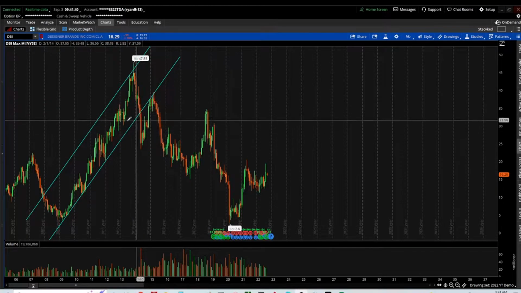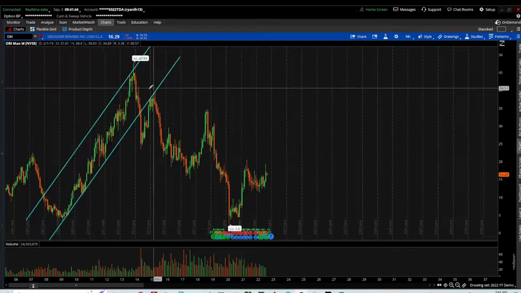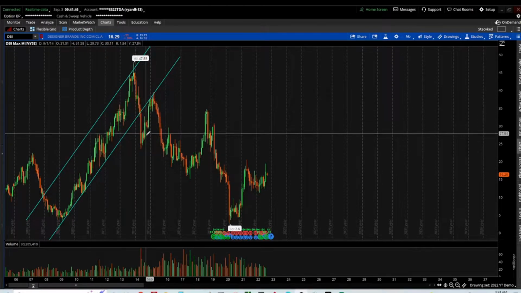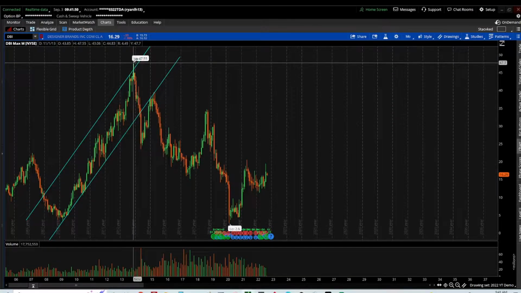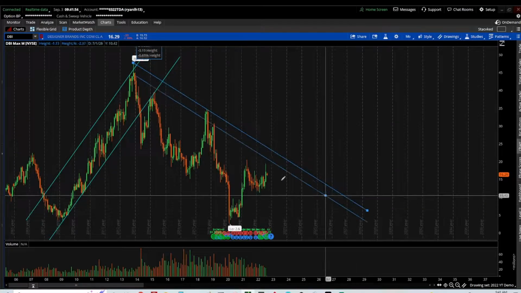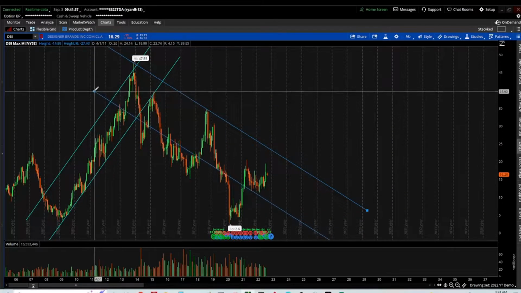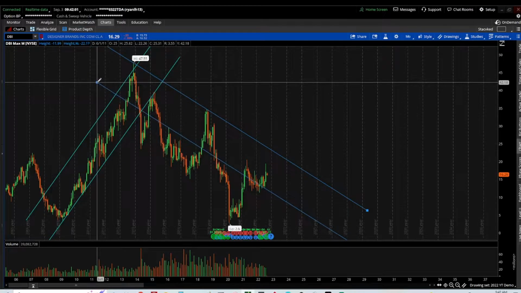So this is a good channel in my opinion. And then we have a test of resistance here. So I like this channel. Next, we can do the highest high and go to the next highest high, which will be right here. And we want to create a channel where we're capturing a lot of support and or resistance.